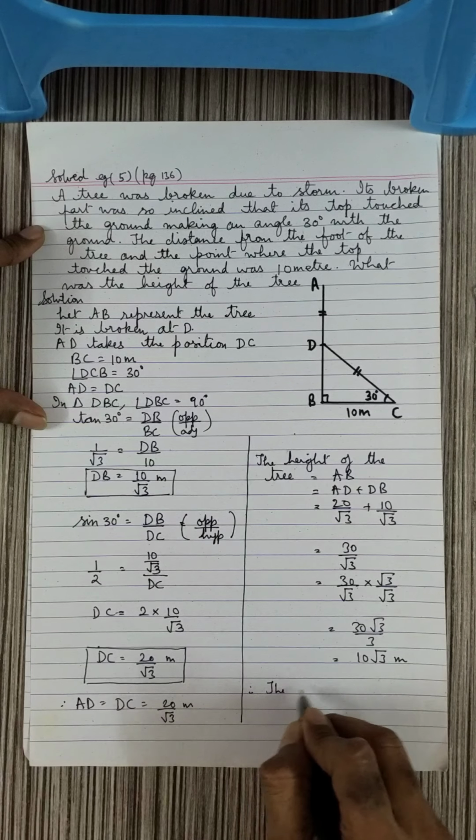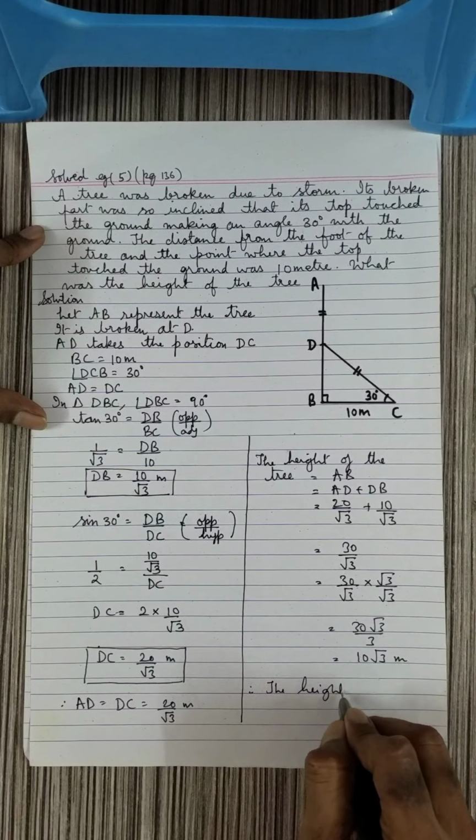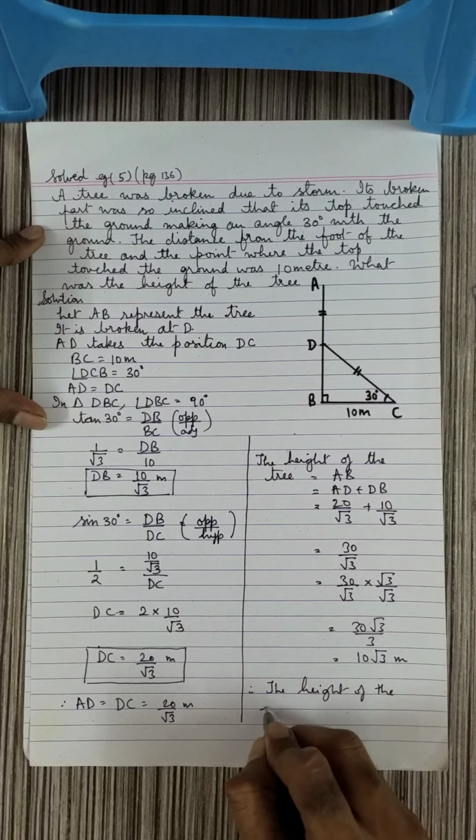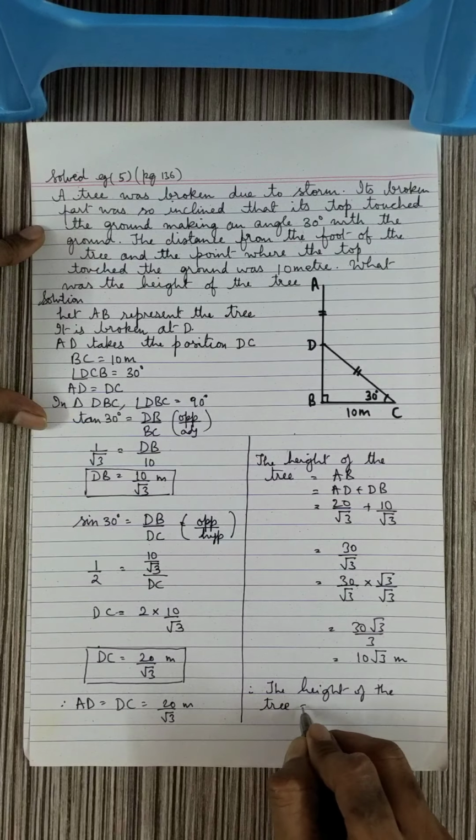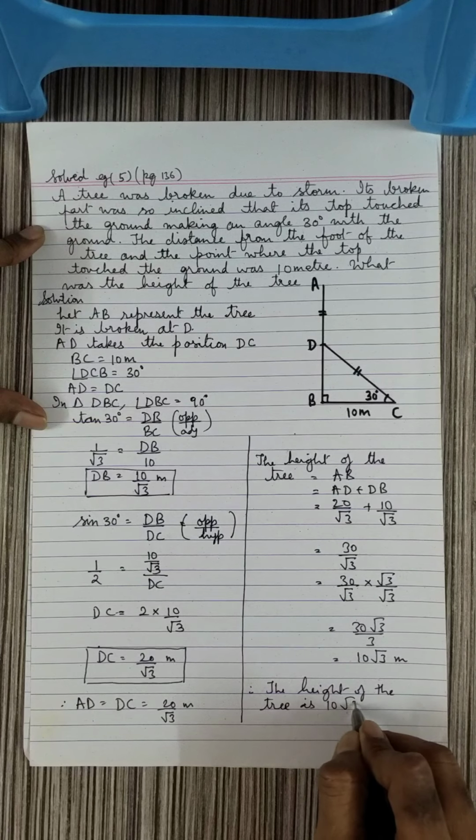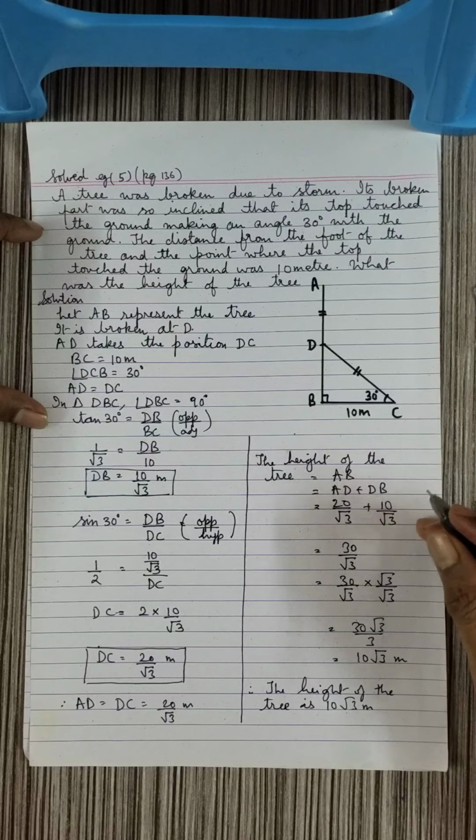Therefore, the height of the tree is 10 root 3 meters. So a very nice sum.